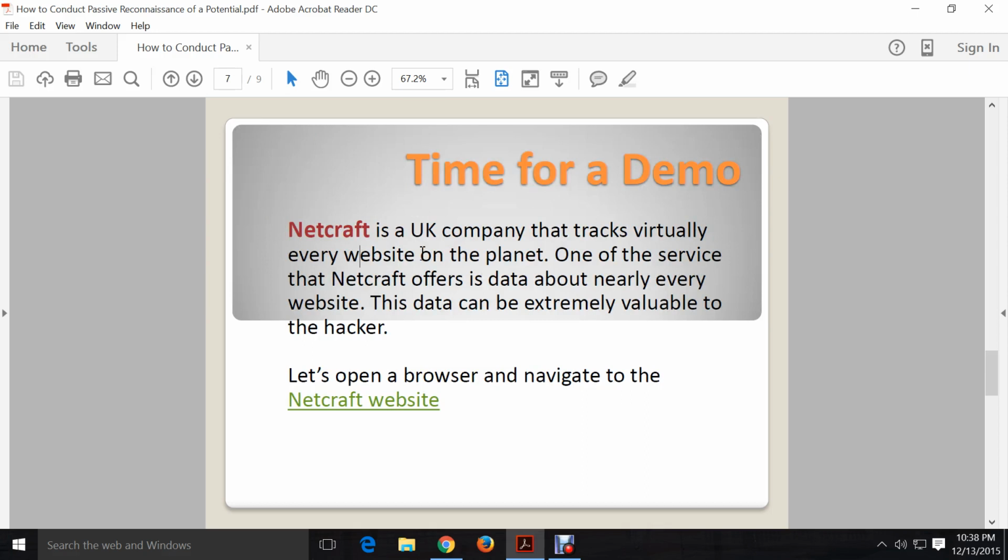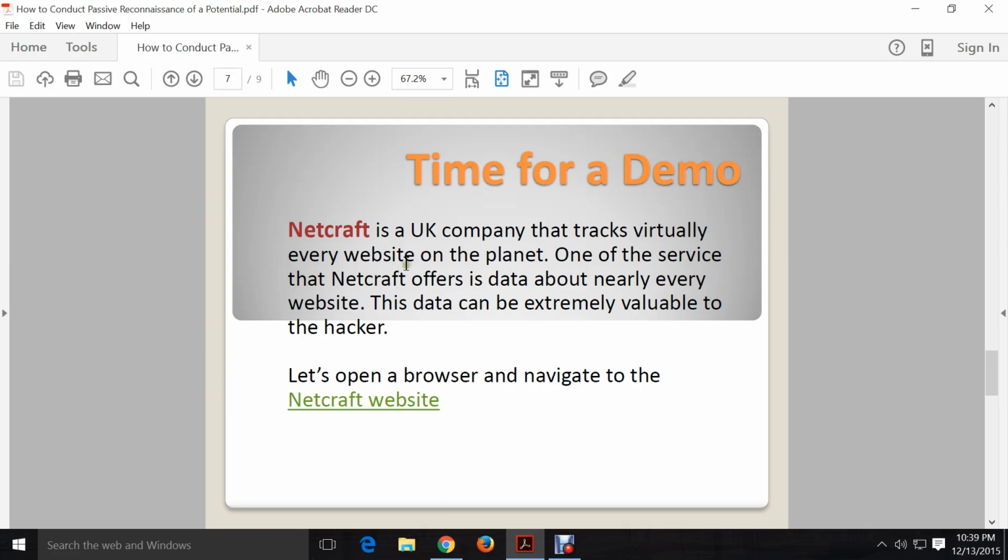Now it's time for a demo, but before I demo this Netcraft website, a little bit of background on this site. Netcraft is a UK based company that tracks virtually every website on the planet. You name it, they track it. One of the services that Netcraft offers is data about nearly every website, and this data can be extremely valuable to hackers, and even doing penetration testing during our recon phase, we can gather a lot of information.